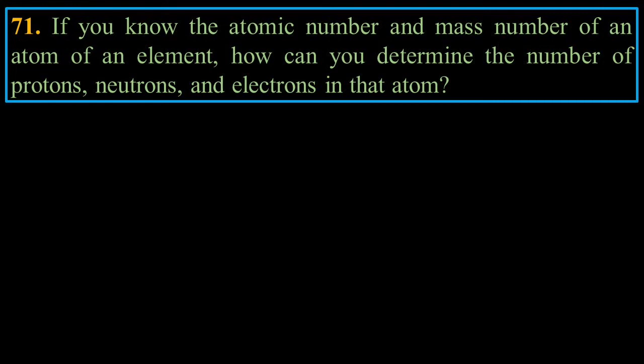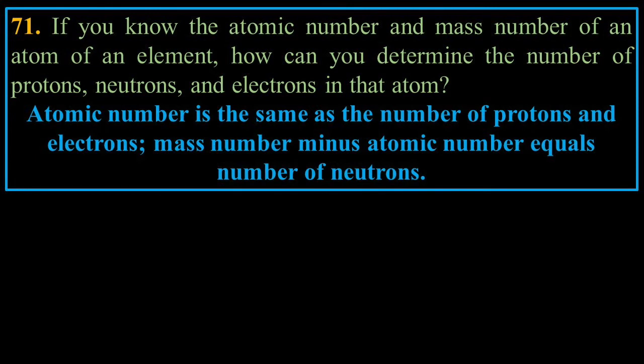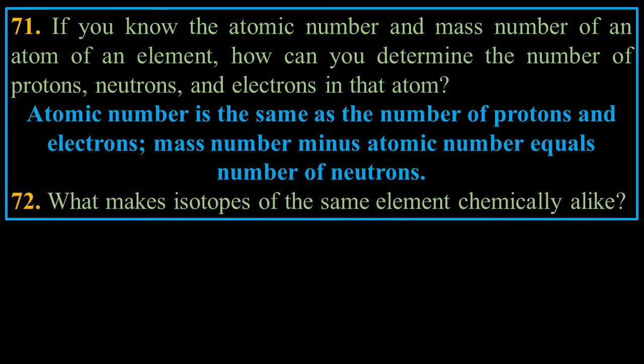If you know the atomic number and mass number of an atom, of an element, how can you determine the number of protons, neutrons, and electrons in that atom? Atomic number is the same as the number of protons and electrons. Mass number minus atomic number equals the number of neutrons. And we've said that before. It's starting to sound a little bit like a broken record.